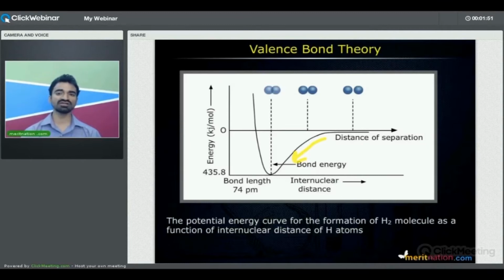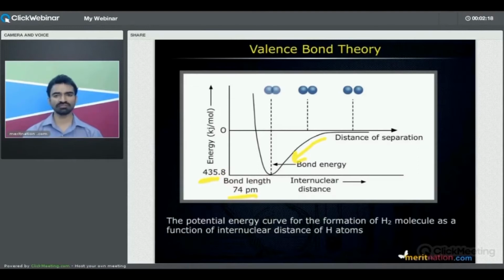At this point, the distance of separation between the atoms is called the bond length, and the potential energy at this point is known as the bond dissociation energy. Therefore, as you can see, the bond length of a hydrogen molecule is 74 picometers and its bond energy is 435.8 kilojoule per mole. At this point, the two s orbitals of the two hydrogen atoms overlap with each other to form a hydrogen molecule.